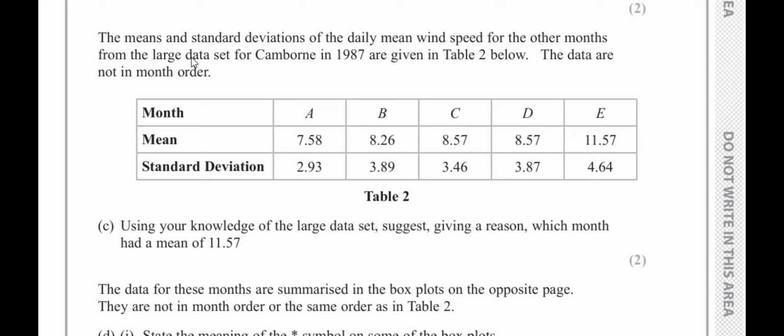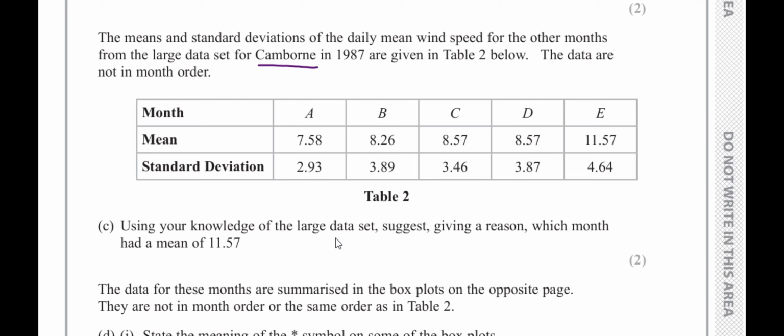Next part of the question: the means and standard deviation of the daily mean wind speed for the other months from the large data set for the same city, Camborne, in 1987 are given in the table below. The data are not in month order. All right, so what do we have here? Months A, B, C, D, E, 5 months. The mean is also given here. It seems to be increasing, and standard deviation is also provided here.